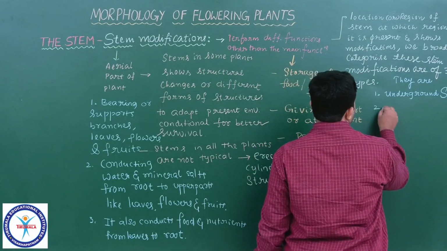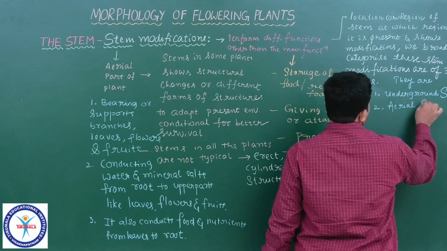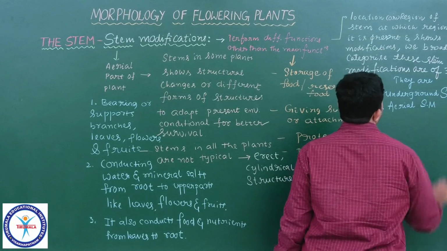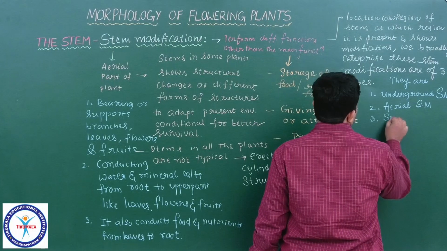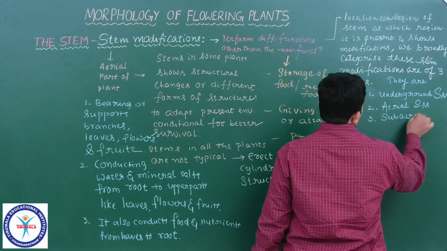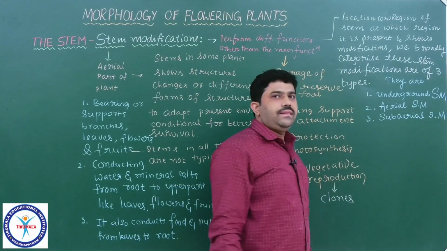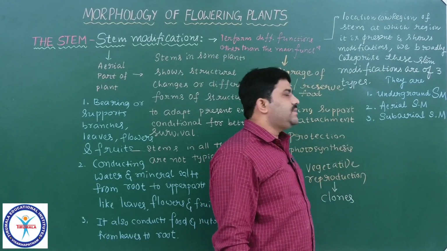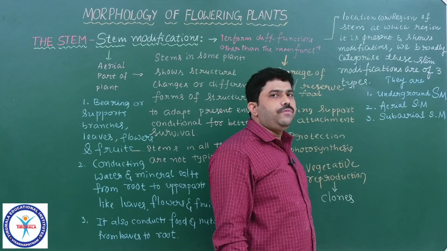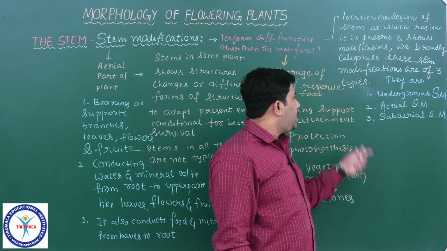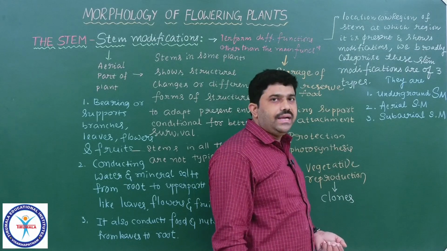The second one is aerial stem modifications. Right, students? The third one is subaerial stem modifications. Now you got the point? Like that, three different regions are needed for performing these modifications in the stem. That's why we are going to broadly categorize the stem modifications into three categories.